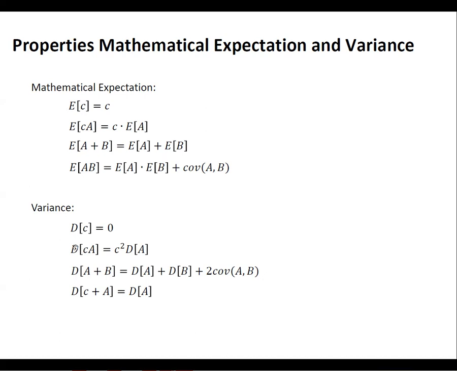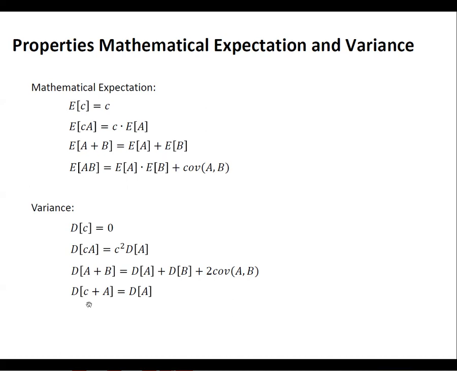Now consider the properties of the variance. The variance of a constant is always 0 because it is not a random variable. The variance of a constant multiplied by a random variable is the constant squared multiplied by the variance of the random variable. The third property of variance is that the variance of the sum of two random variables is the sum of the variances plus two covariances between these two variables.